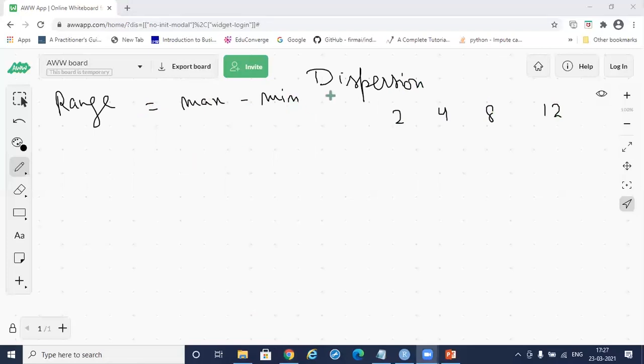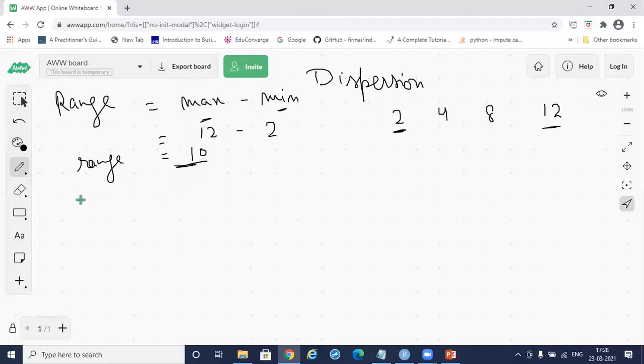Now, if we talk about descriptive statistics, another part is the dispersion of data. One of the terms is range. Range means the difference between the maximum and the minimum. In such data, 12 is the maximum number, minus the minimum number, 2. So we can easily find the range here. So 10 is the range.